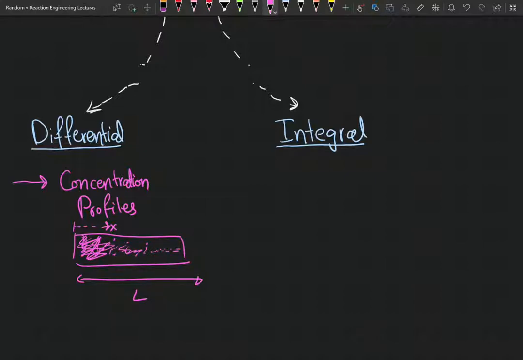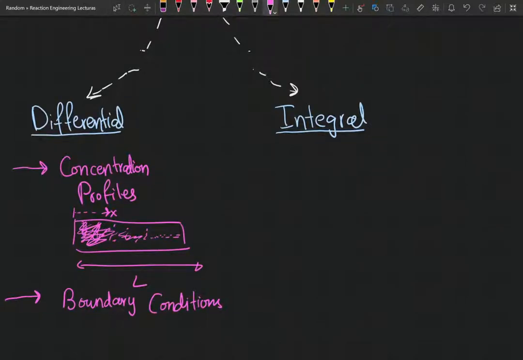Very intuitive. Okay, and in order to solve this, you need boundary conditions, because you're going to end up with a set of differential equations. So you need boundary conditions to solve spatial differential equations, because you're going to end up with diffy-Qs. Okay, wonderful. Now let's move on to the integral approach.